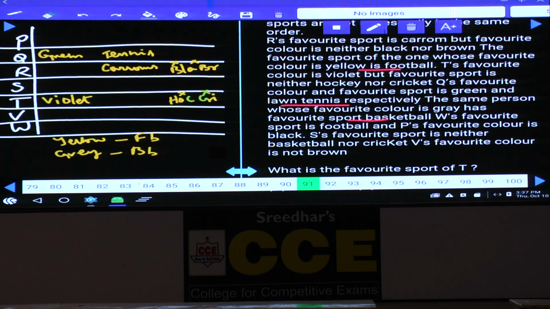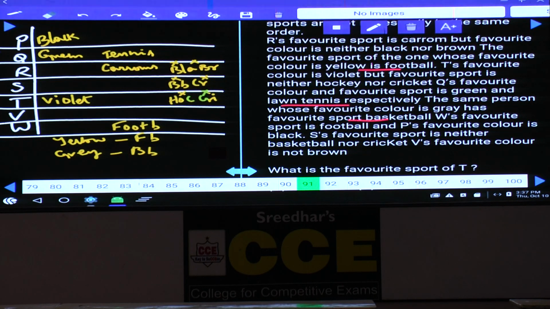Grey and basketball. And next one, W's favorite sport is football. Now this is football and P's favorite color is black. Now the color of P is black. S's favorite sport is neither basketball nor cricket.